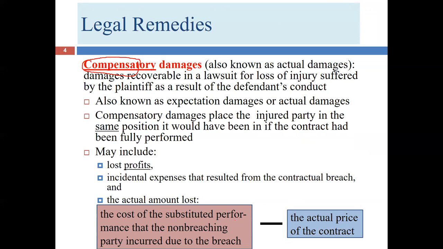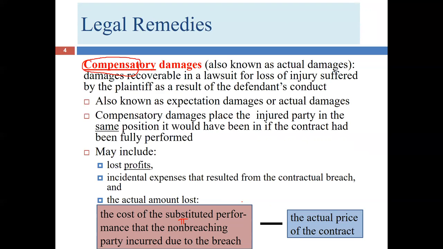The way to calculate this is usually going to be along this line. We look at the cost of the substituted performance of the non-breaching party incurred due to the breach. So here, when we say non-breaching party, who do we mean? We mean the plaintiff. So what did the plaintiff have to do? What was the cost he incurred compared to what he would have paid under the terms of the contract? And that difference is what we see as the compensation.